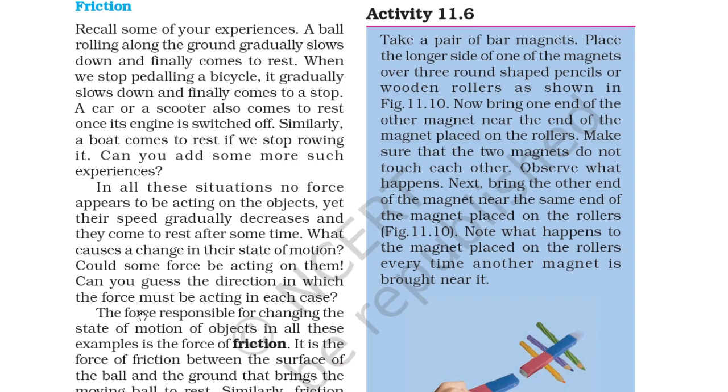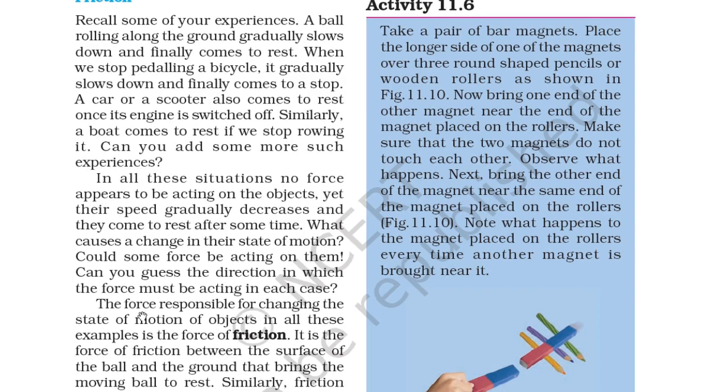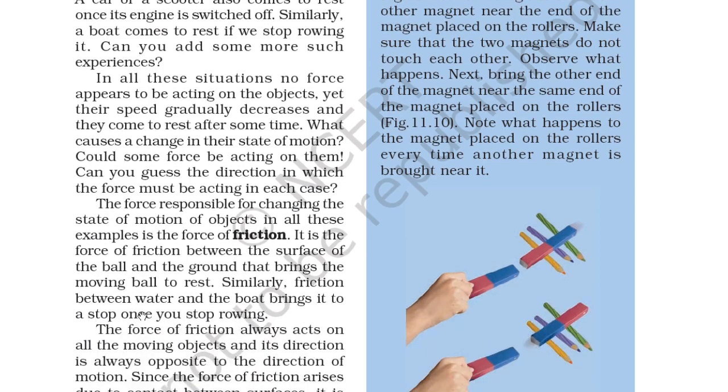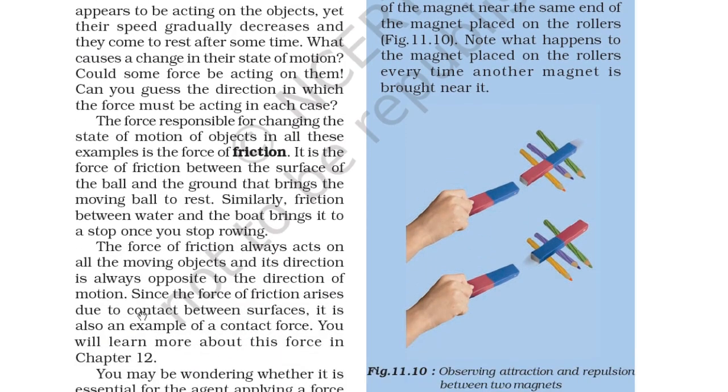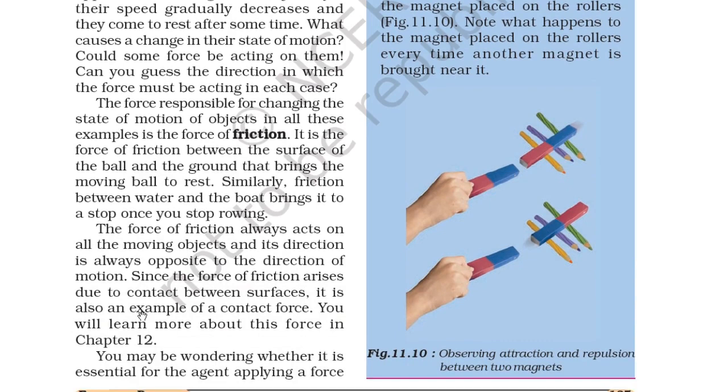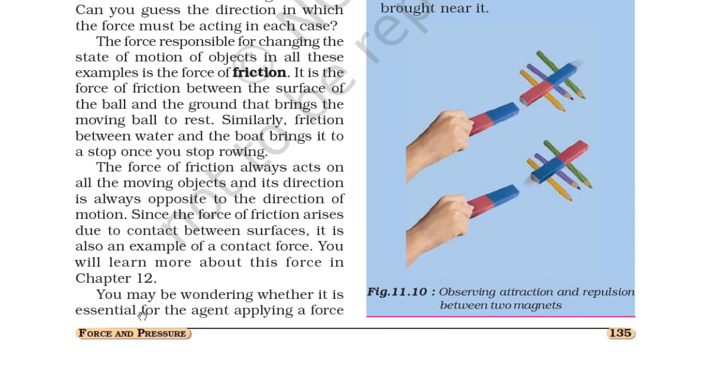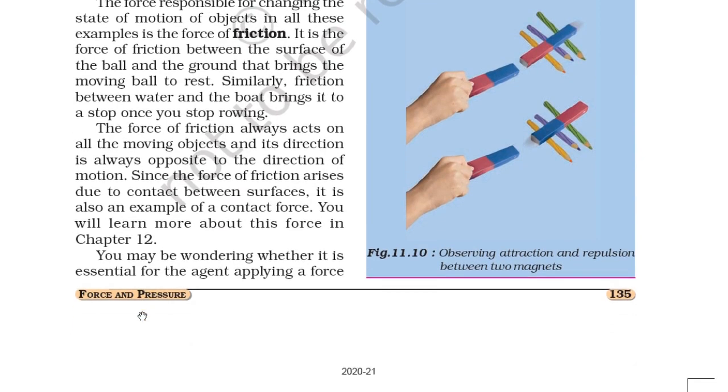Observe what happens. Next, bring the other end of the magnet near the same end of the magnet placed on the ruler. You can see this in figure 11.10. Note what happens to the magnet placed on the ruler every time another magnet is brought near. So you can see here, figure 11.10, observing attraction and repulsion between the two magnets.